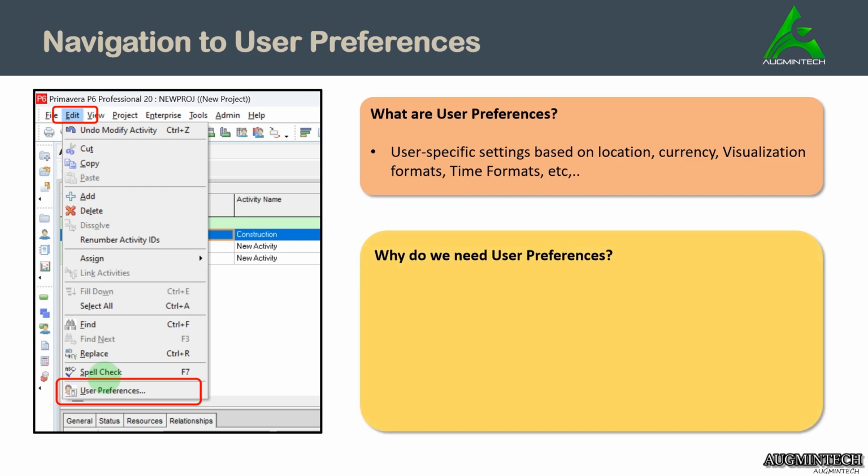Why do we need user preferences? As I said, first thing is user friendliness. The user in this case is specifically the planner or scheduling engineer. So he should be friendly with the interface, whatever is appearing on the screen, so that he will be more comfortable working with the tool, to make Primavera more user friendly based on the working nature of the individual.